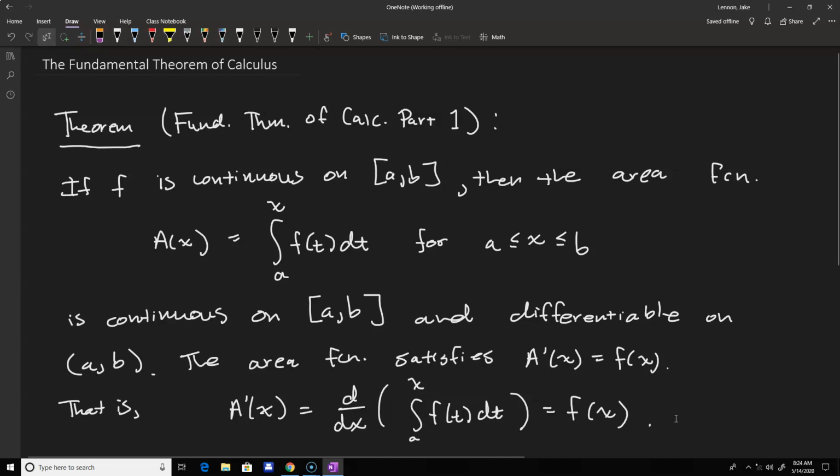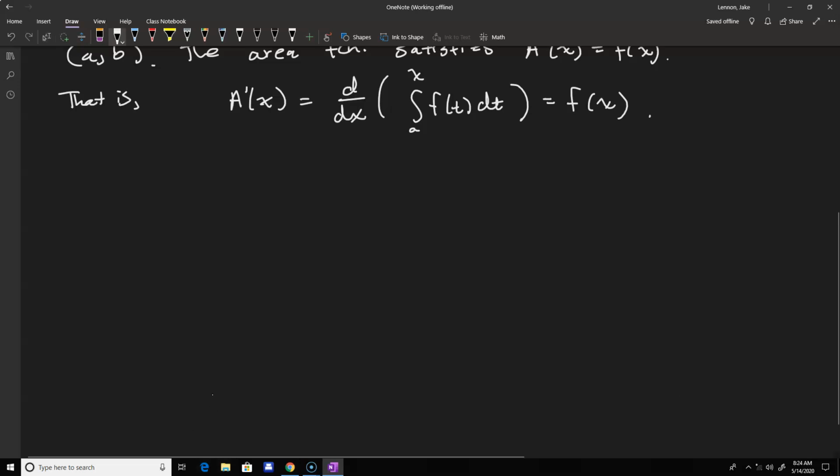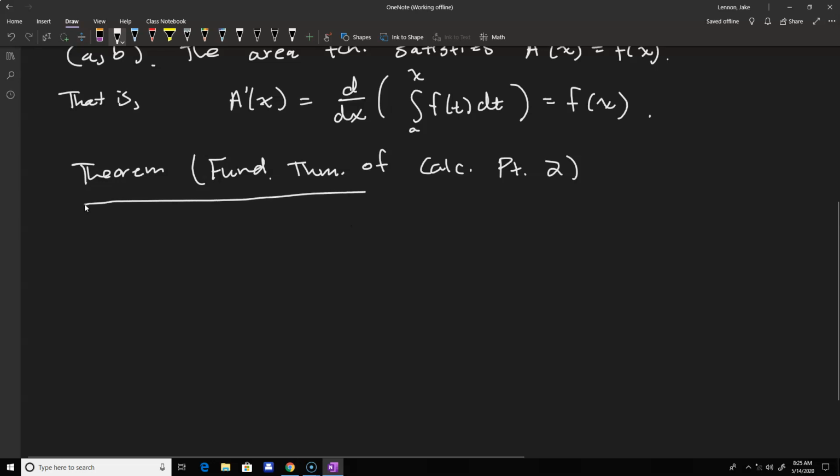So that is the first part of the fundamental theorem of calculus. So let's talk about the second part. The second part of the theorem is probably the part that we will use more frequently. So this is the fundamental theorem of calc part 2. The second part tells us that the integral can be used to find a specific area beneath a curve.